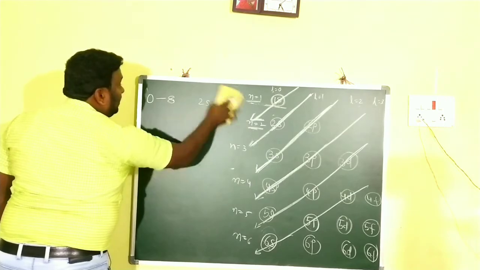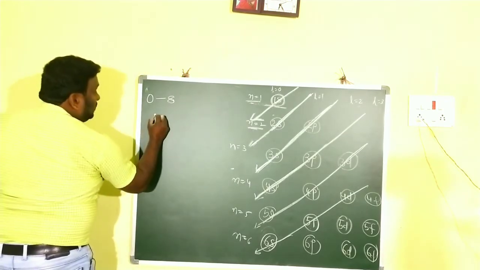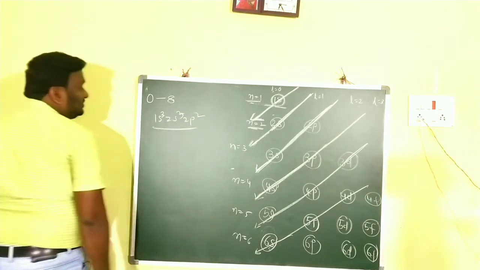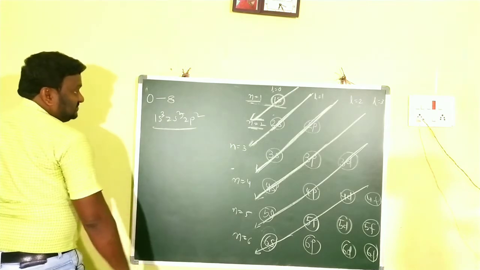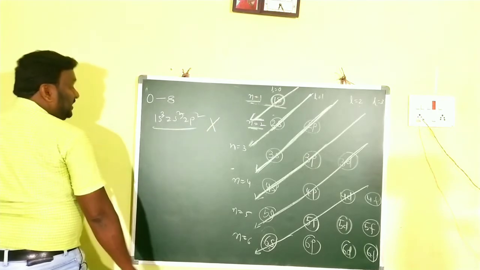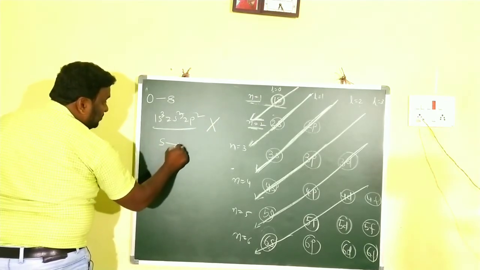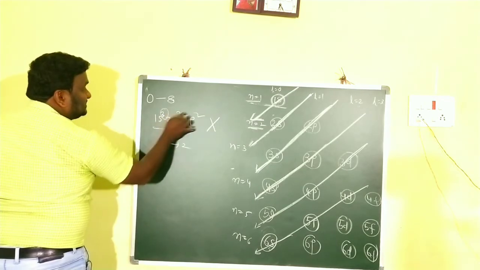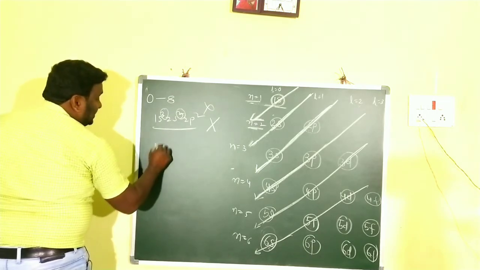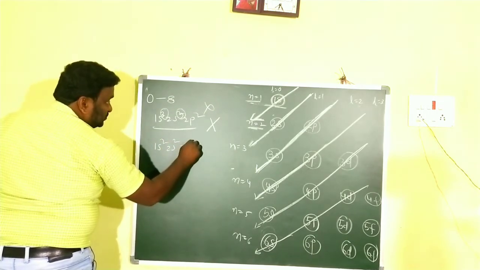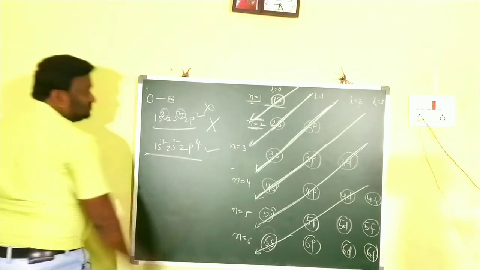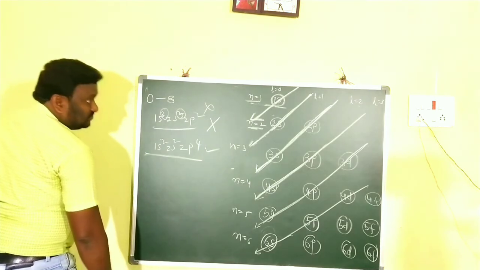And next, children, the configuration is given like this: 1s3, 2s3 and 2p2. Either right or wrong, justify your answer. That's the question asked. Then what do you have to say? The given configuration is wrong. Why is it wrong? What is the capacity of the s orbital? 2 only, but here 3, 3 is mentioned. It's wrong. Then how can we correct that? We can correct it like this: 1s2, 2s2, 2p4. This is the correct electronic configuration. Got it, children?